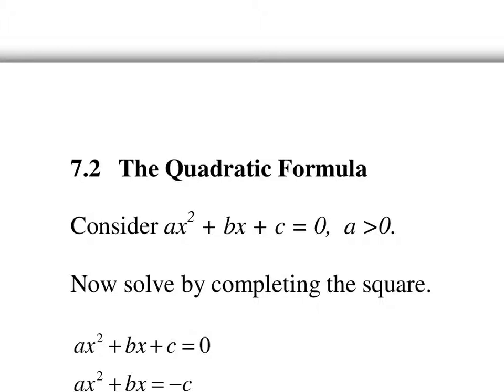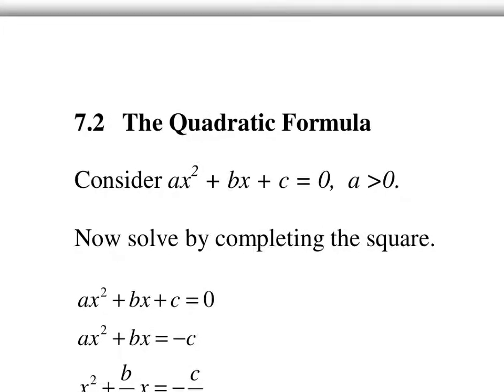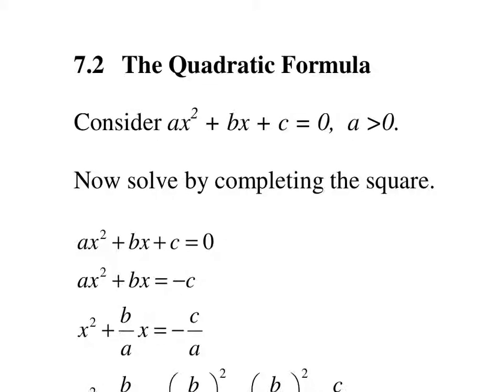In order to complete the square, we first have to isolate the x squared and the x term. We need to get rid of that c on the left-hand side. We'll do that by subtracting c from both sides. Once we have subtracted c from both sides, we need for our x squared to have a numerical coefficient of 1. We do not want that a there. We can get rid of it by dividing everything by a. That gives us our 1x squared, which we like, plus b over a x equals negative c over a.